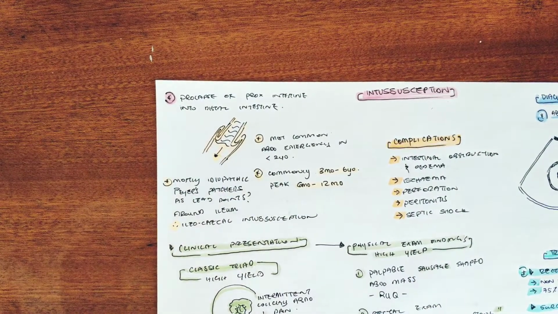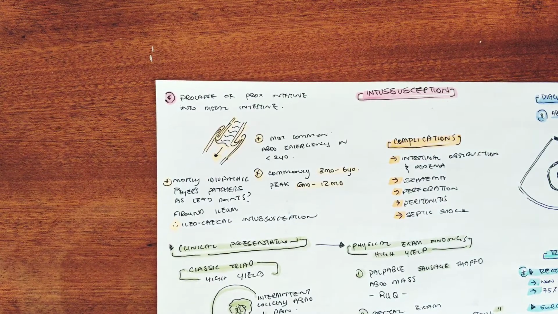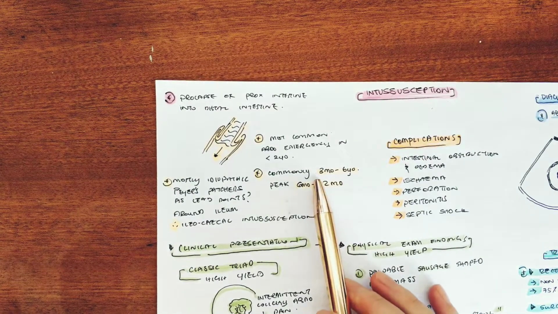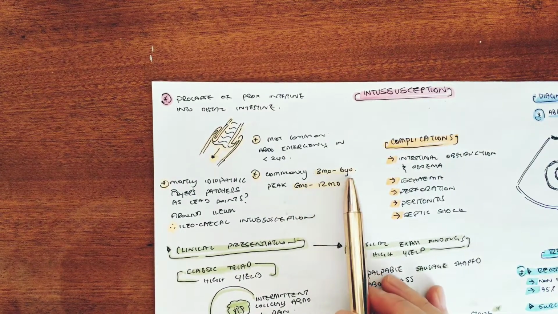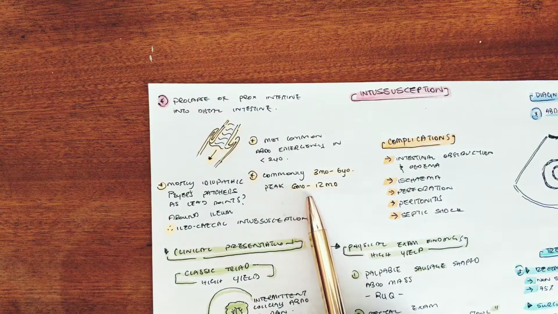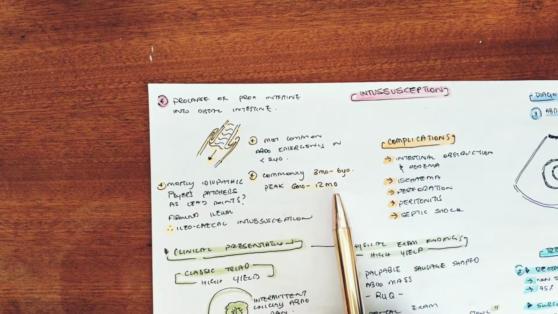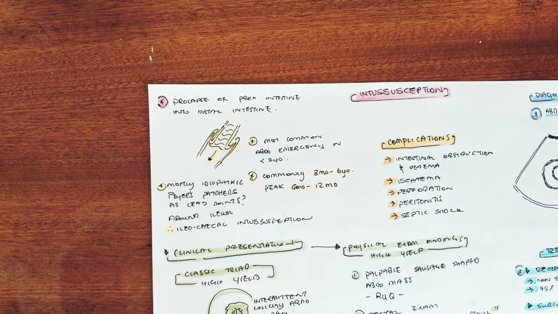Right. So it is the most common abdominal emergency in children below the age of 2. The most common presentation is between 3 months to 6 years of age, although it does peak at about 6 months to 12 months. Okay, so that's when you will see the most intussusception cases.